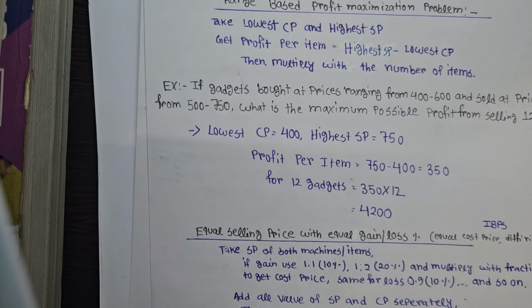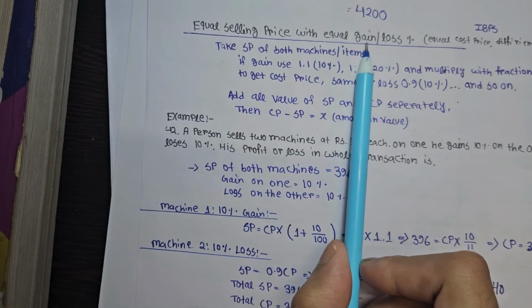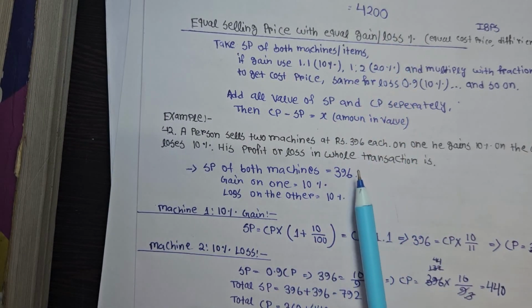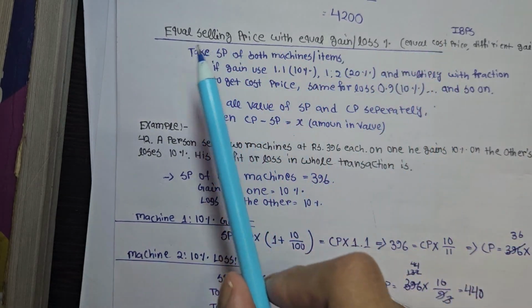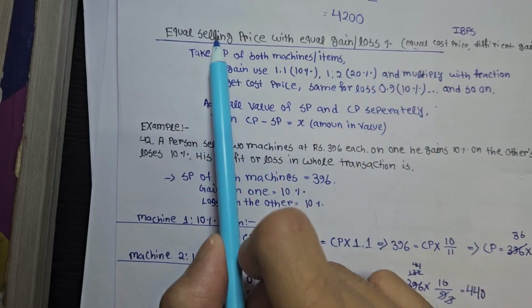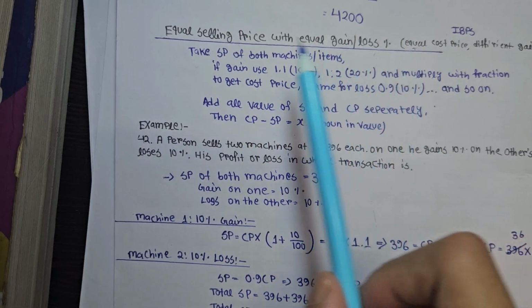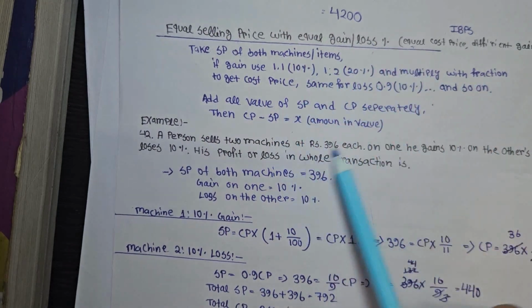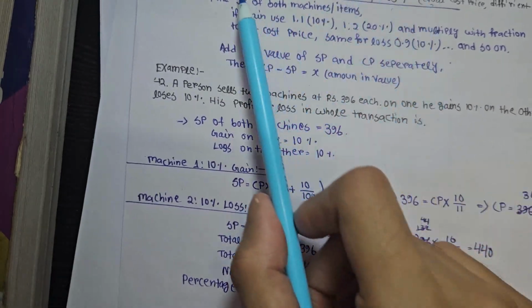So it's 4200. Now coming up next is equal selling price with equal gain percentage or loss percentage. These types of problems come in exams like IBPS, and we will also see equal cost price. For the equal cost price with equal gain percentage or loss percentage, we'll see how to solve these types of problems on the next page.